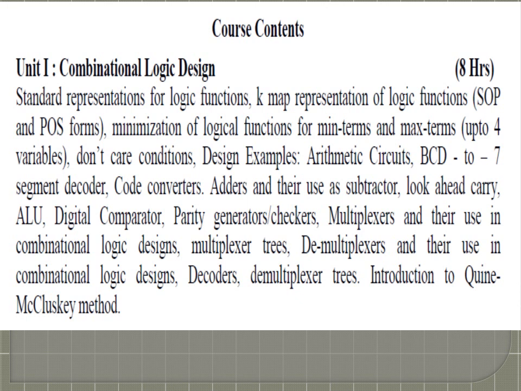Course content. In the first unit, the name of the first unit is combinational logic design. We are going to study the following points in the first unit: logic functions, K-map. K-map depends on two forms: one is SOP form and the other is POS form, that is sum of product and product of sum. Then the min terms and max terms up to 4 variables. Different design examples we are going to study: arithmetic circuit, BCD to 7 segment decoder, code converter, adders and subtractors, digital comparator, multiplexer, demultiplexer, their trees, and the Quine-McCluskey method.